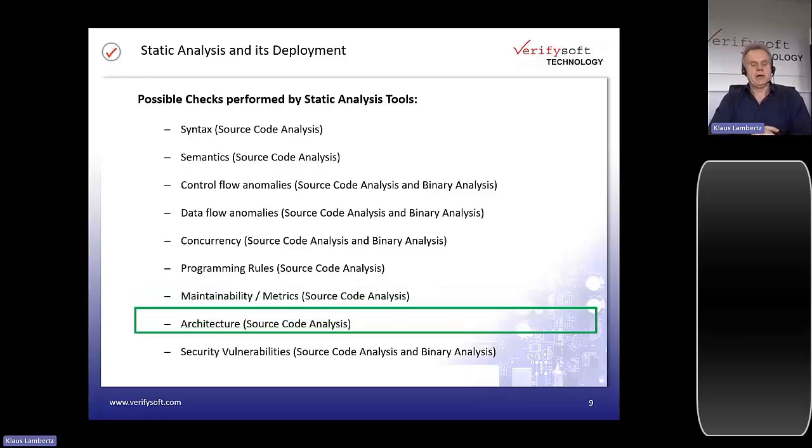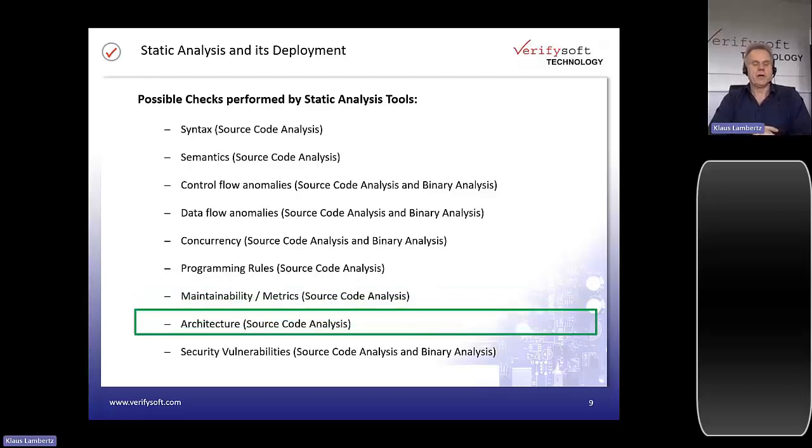Then architecture analysis. How is the structure of my software? This is important when you do re-engineering of your software, or when you want to understand a software which is old, which you don't know anymore, which has been developed by people who are no longer in the company. This can help here.